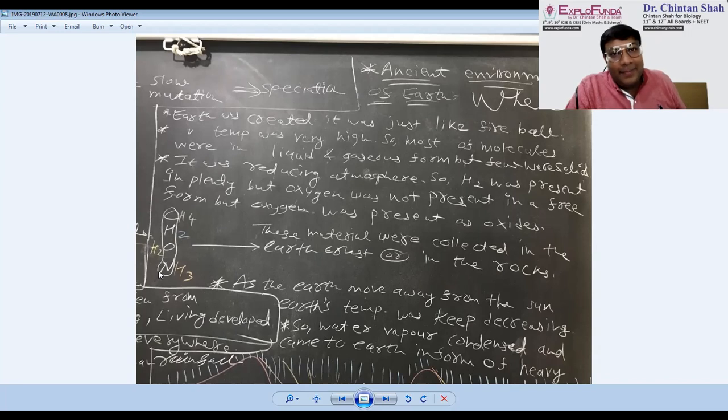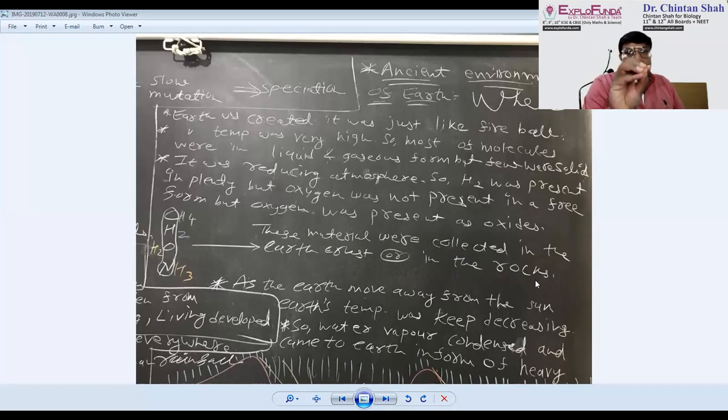It reacted with nitrogen and gave rise to ammonia. Okay. So carbon, oxygen, and nitrogen reacted with hydrogen and gave rise to methane, hydrogen, water, and ammonia. These materials were collected in the earth's crust or in the rocks. Okay, that's fine. Then what happens after?